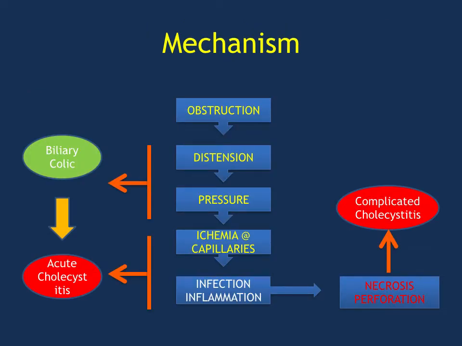And this slide illustrates that process in a stepwise fashion, with obstruction leading to distension, leading to pressure, a localized compartment syndrome type of physiology with ischemia, resulting in inflammation and infection for acute cholecystitis, whereas biliary colic, because the stone is dislodged, never gets to the part where there's actual inflammation. Okay? And the more severe cases of infection and inflammation lead to necrosis and perforation.